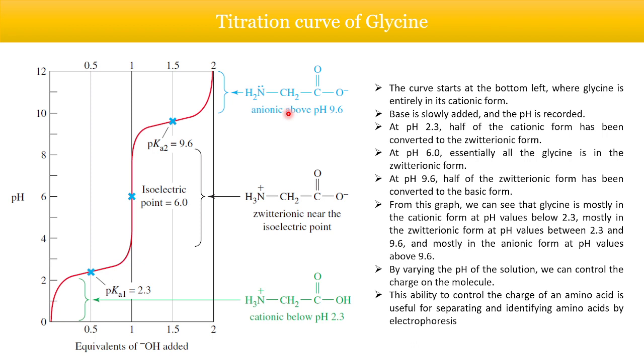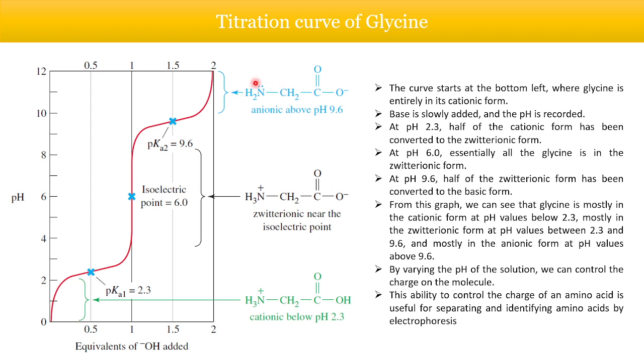So in the first case, what we see over here is that at 9.6 it becomes negatively charged and becomes the basic form. From the beginning, the first charge is on this amino group, and as the pH increases, or we add the hydroxide ion and increase its concentration, the hydrogen would be lost from this carboxyl group, and finally the charge would be lost from this amino group.